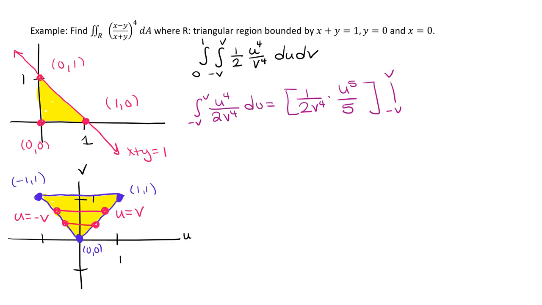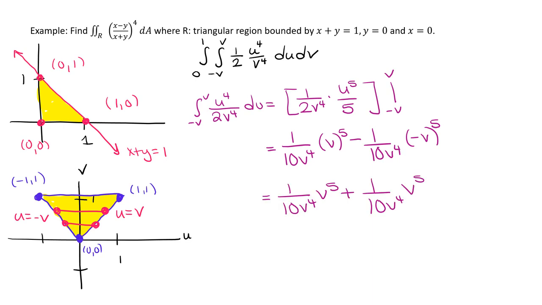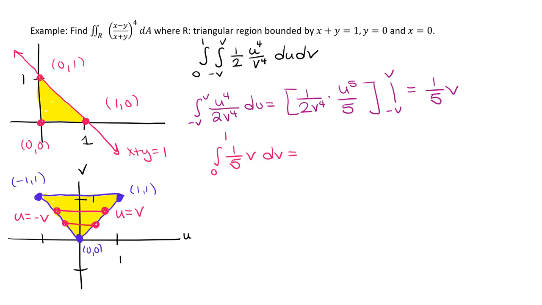I get 1 over 2v to the 4th times u to the 5th over 5. I'm going to plug in my bounds of integration. So plug in my v to the 5th and my -v to the 5th. -v to the 5th is going to turn this minus into a plus. And then let's see, we can simplify further. I'm left with 1/10 v plus 1/10 v, 2/10 v, or 1/5 v. So that first integral becomes a 1/5 v.